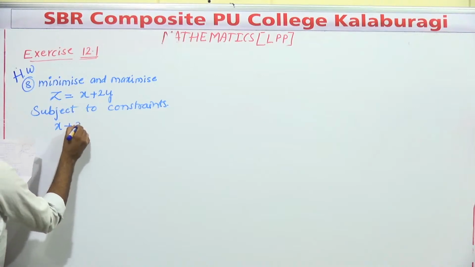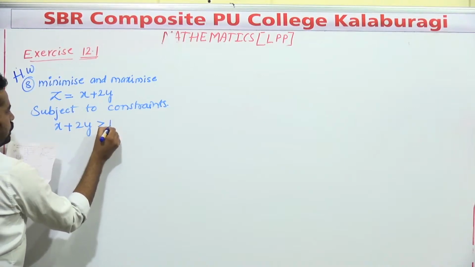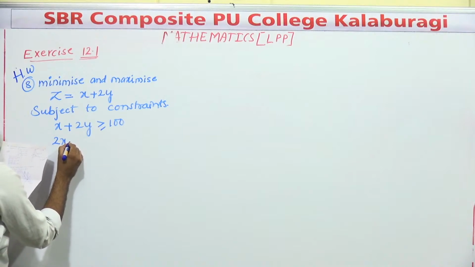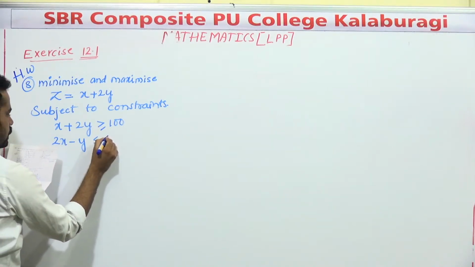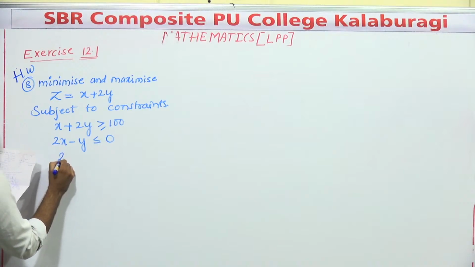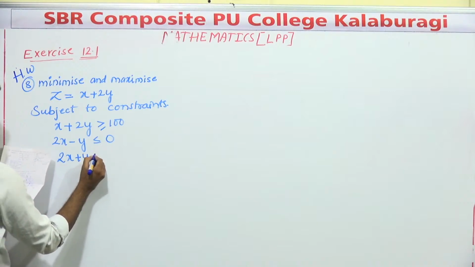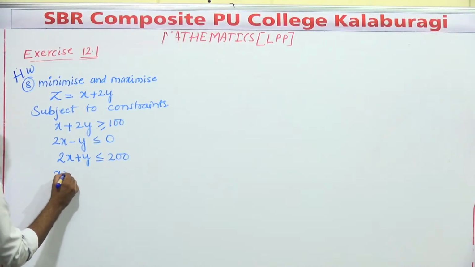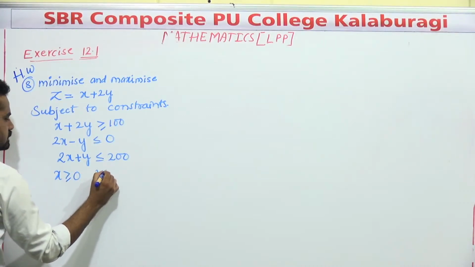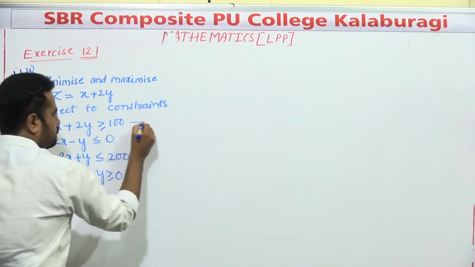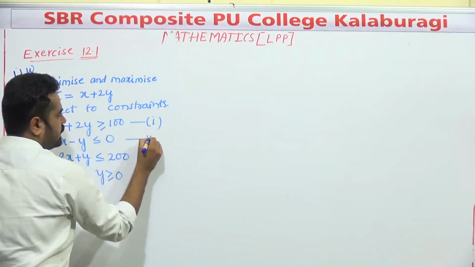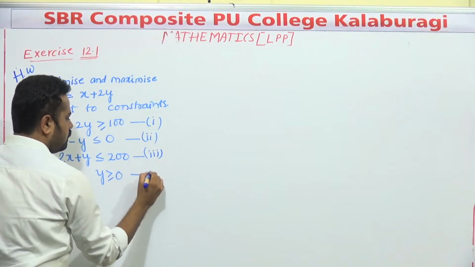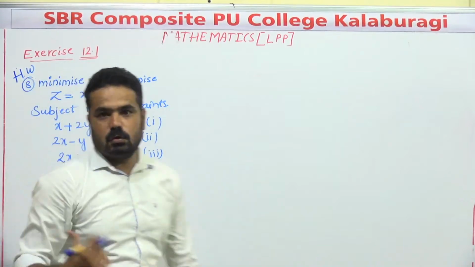x plus 2y is greater than or equal to 100, 2x minus y is less than or equal to 0, 2x plus y is less than or equal to 200, and x is greater than or equal to 0, y is greater than or equal to 0. This is our first constraint, this is our second constraint, this is our third constraint, and this is our fourth constraint. Okay, this is homework.